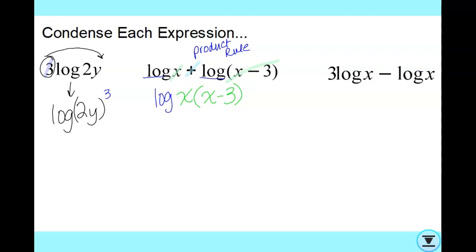All right, so same thing here. We have this coefficient of 3 out front, so that is our power rule, where we're going to take that coefficient and it's going to become the exponent. So we're going to have x cubed. And then we have the minus x, which just means divided by x. And each one of these two logs is going to condense down into 1 log. So you can leave it like this, or you could write it as log of x squared.